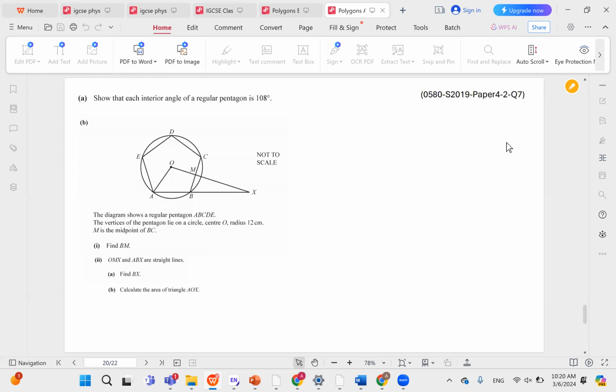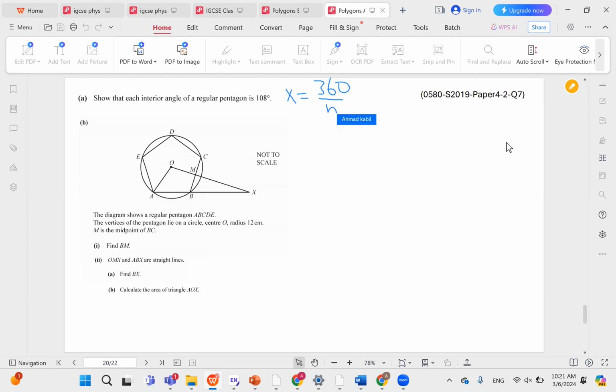In the final question in this video, we are first required to show that each interior angle of a regular pentagon is 108 degrees. So in order to find one interior angle, let's first get one exterior angle. So x equals 360 divided by n. This is the rule that we should be using. So let's write that down. x equals 360 over n.